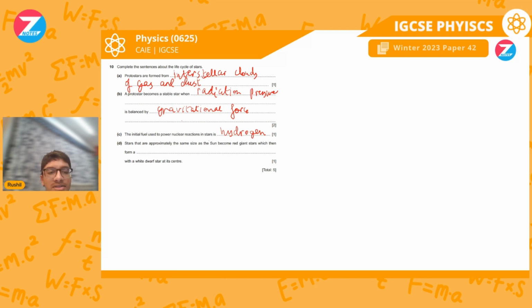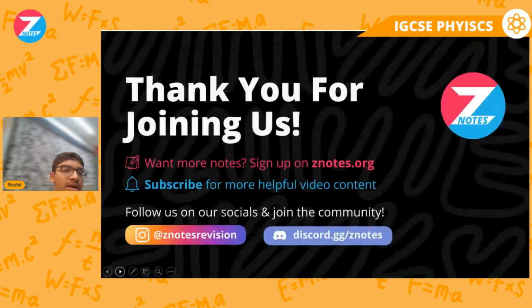So stars which are the same size as our sun, similar to that size, become red giants, and then when they use up all the energy stores, they form a planetary nebula after they cool down. Whereas stars much bigger than our sun form red supergiants, then explode as a supernova, not a planetary nebula. So, yeah, this is question 10 complete, and that's the end of the paper.